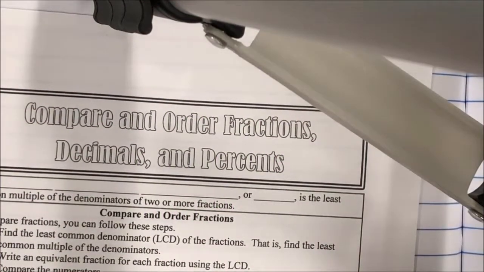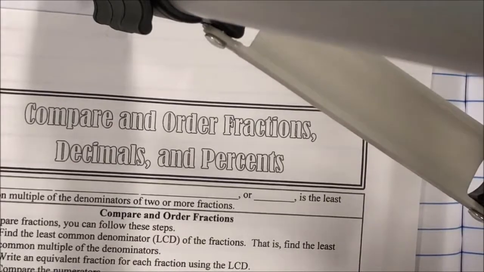All right, so this is Chapter 1, Lesson 5, Compare and Order Fractions, Decimals, and Percents. So as the title of this lesson states, we're going to be comparing and ordering things that are fractions, decimals, and percents. So the combination of all of them.